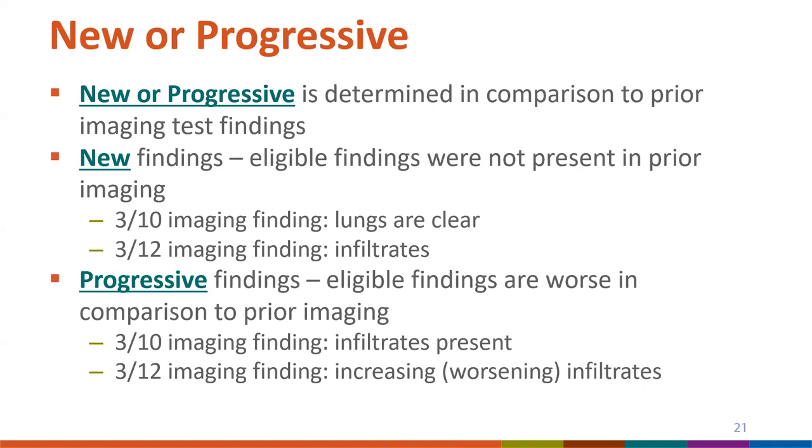A finding is considered progressive if the findings are worse in comparison to the prior imaging test. If the language in the imaging report supports that the imaging findings are progressive or worsening in comparison to findings in the prior imaging test, for example, increasing infiltrates or worsening consolidation, we would consider these findings to be progressive. And please note, we don't require the clinicians to specifically use the words new or progressive in the imaging reports. If the language in the imaging report is consistent with these keywords, we consider the new or progressive element to be met.